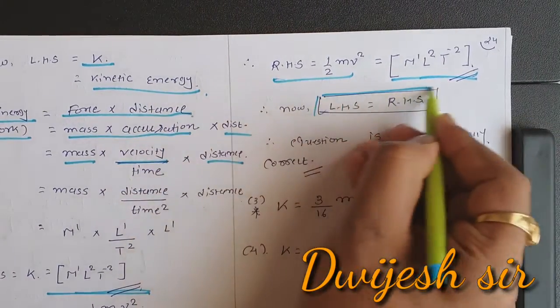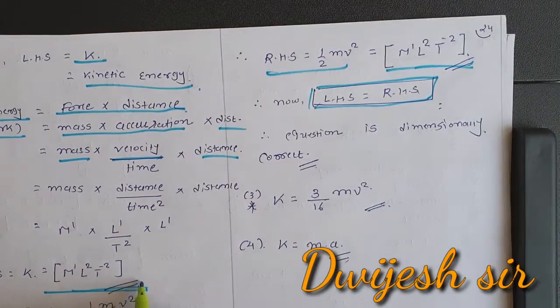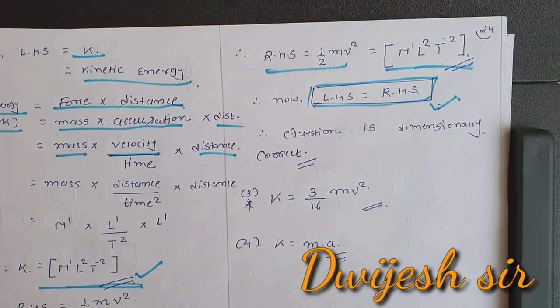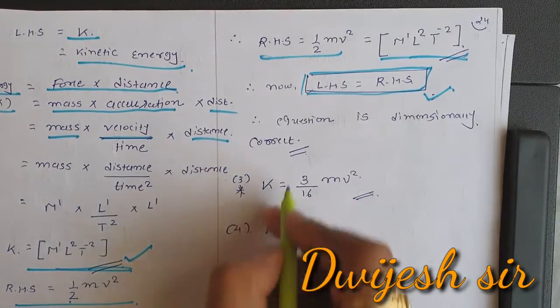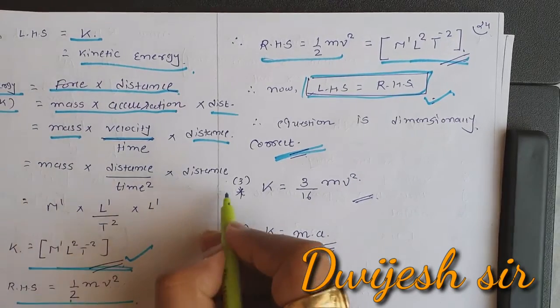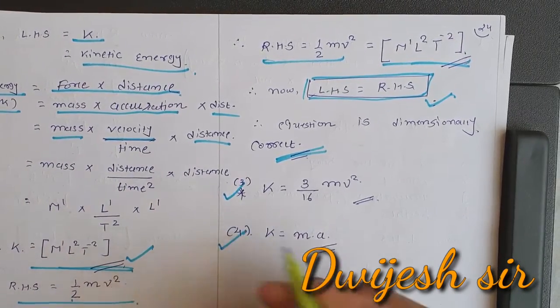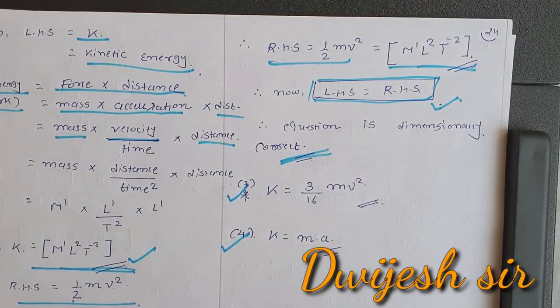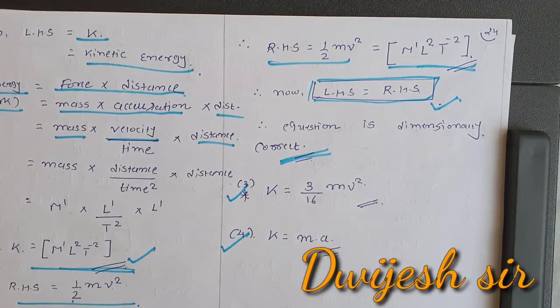If we compare LHS equal to RHS, the left hand side term and the right hand side term are both the same. So we can say that this equation is dimensionally correct. Now example number 3 and example number 4, you have to do by yourself. Check whether it is dimensionally correct or not, and write it in a comment.